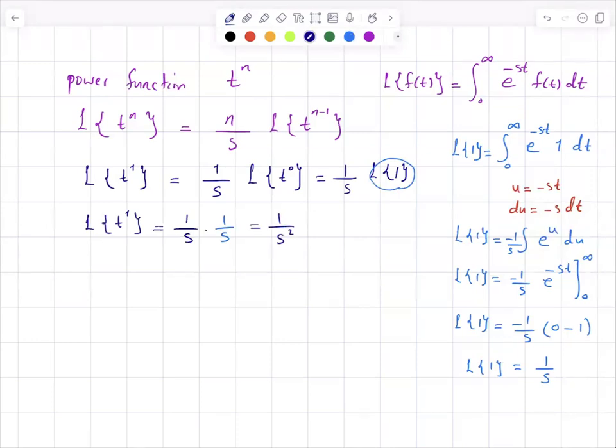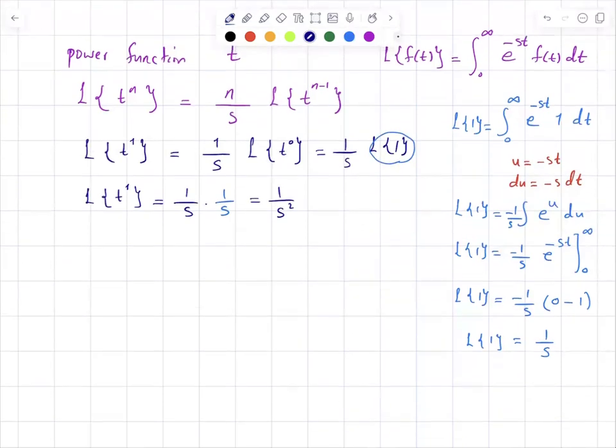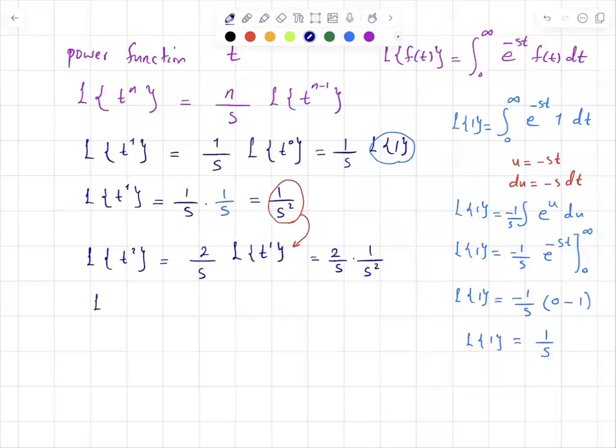Now let us calculate the Laplace of t squared. Following the formula, n is equal to 2, you divide by s, and then multiply that by the Laplace of t to the first. But you already calculated the Laplace of t to the first, which is 1 over s squared. So this can be written as 2 over s times 1 over s squared, or the Laplace of t squared is equal to 2 divided by s to the third.